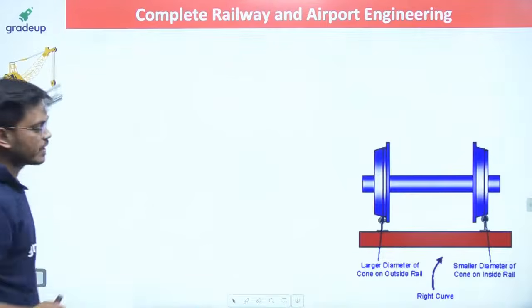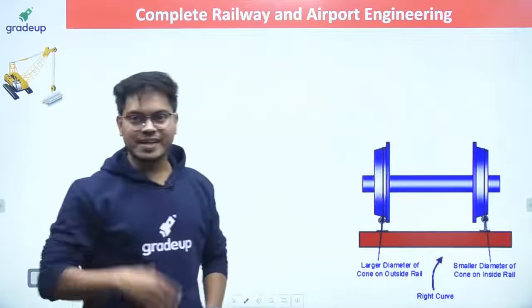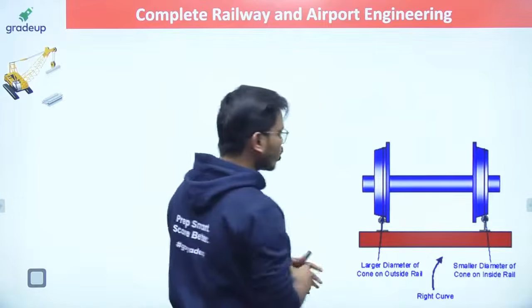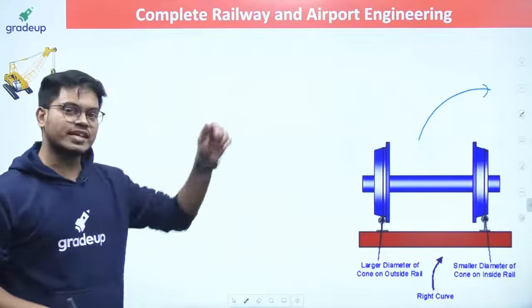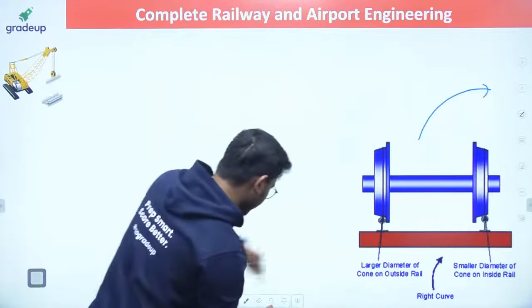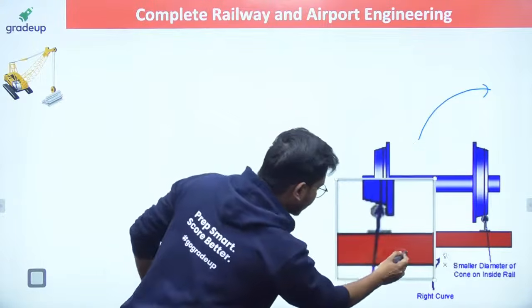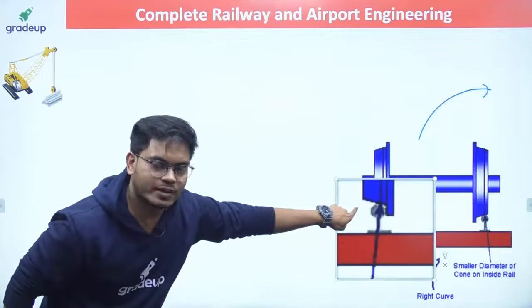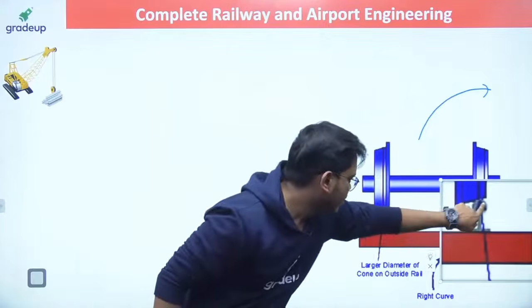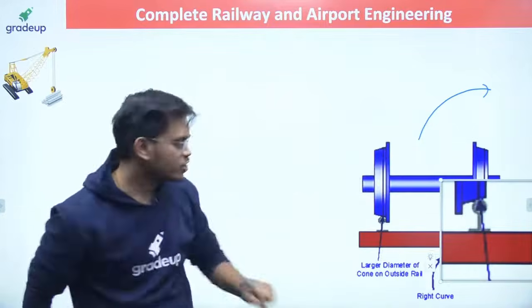You can see from here as well. So here the train is going inside the board, and it is going rightward. It is turning in the right direction. Can you see here? See. Can you see here? This rail has the larger diameter in contact and this rail has the smaller diameter in contact. So this is the solution of my problem.